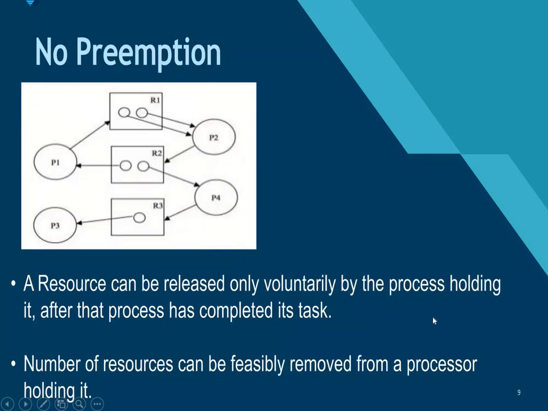Next condition is no preemption. A resource can be released only voluntarily by the process holding it, after that process has completed its task. Resources cannot feasibly be removed from a process holding them. This diagram shows no preemption, that is, different processes are assigned to different resources. Any resource cannot be shared by more than one process. Hence, a process should not be preempted to give up its resource. If preemption doesn't occur, deadlock will occur.